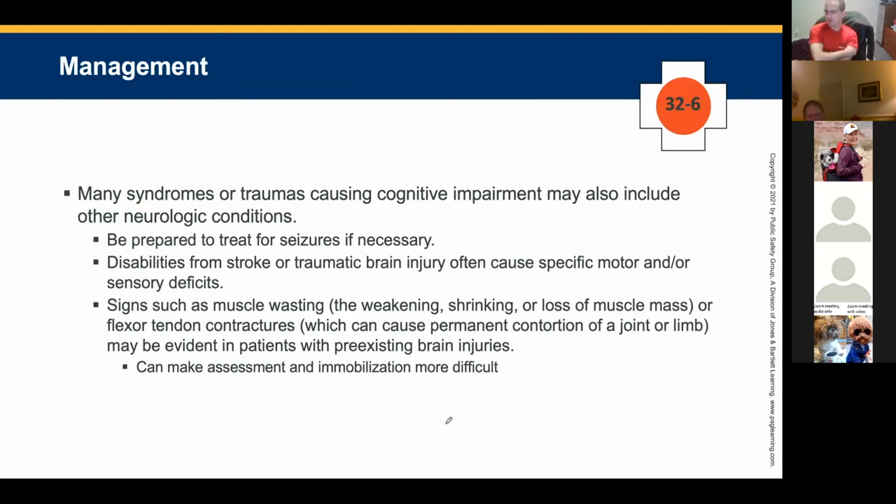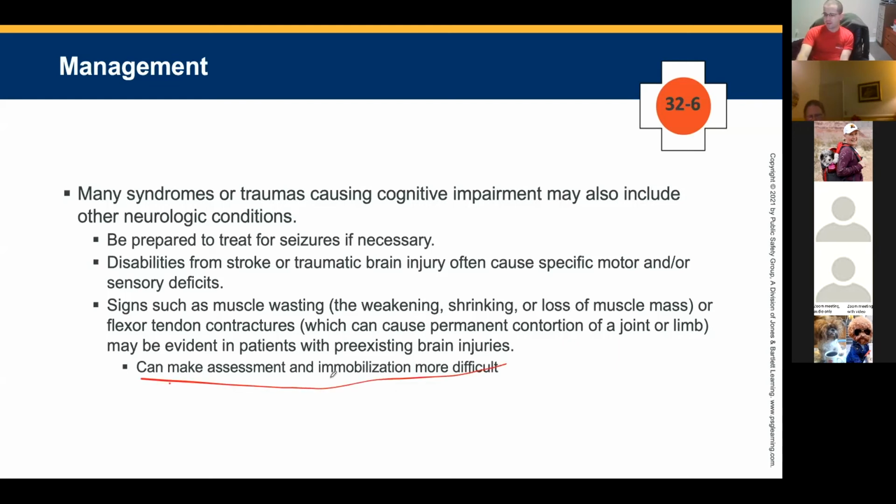Many syndromes or traumas causing cognitive impairment can also include other neurological conditions, so we want to be prepared to treat them if necessary. Disabilities from stroke or traumatic brain injury can often cause specific motor and or sensory deficits. Signs such as muscle wasting, or the weakening or shrinking of muscles or loss of muscle mass, or flexor tendon contractures, which can cause permanent contortion of a muscle or of a joint or limb, may be evident in patients with pre-existing brain injuries. And this can make your assessment much more difficult.